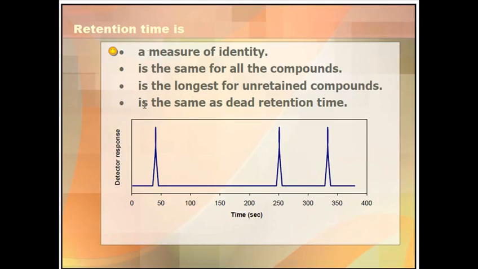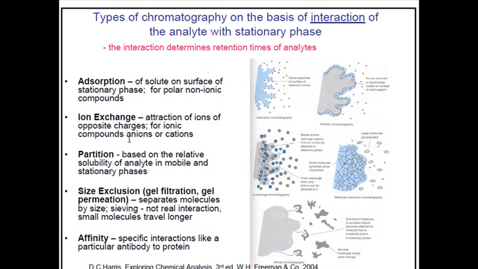Okay, so the retention time is simply the measure of identity. It is the same for all compounds. You can look at this. So it is over time. We have time in this x-axis, and in the y-axis the detection response, and you can find something like that. Now these are some types of chromatography that we are going to look at. So these are the basic types of chromatography.